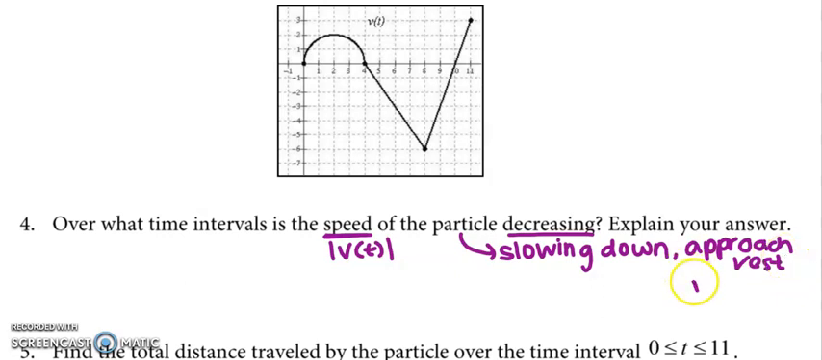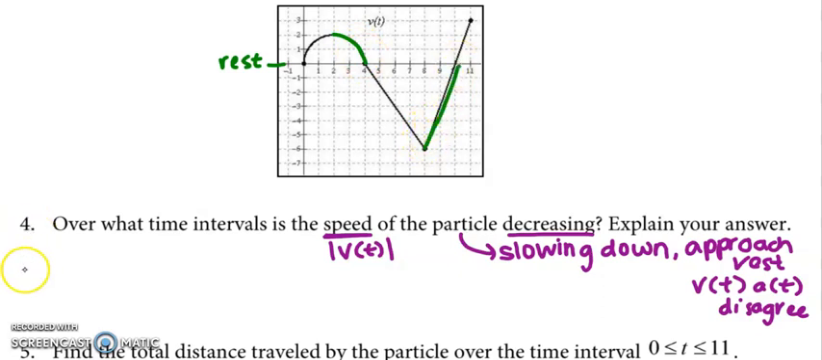which means that v of t and a of t disagree, right? They're competing with each other. So you're moving in one direction while your acceleration is going the other. So a lot of different ways you can think about this. I'm going to look at this approaching rest scenario. I approach rest between 2 and 4, and I approach rest between 8 and 10.